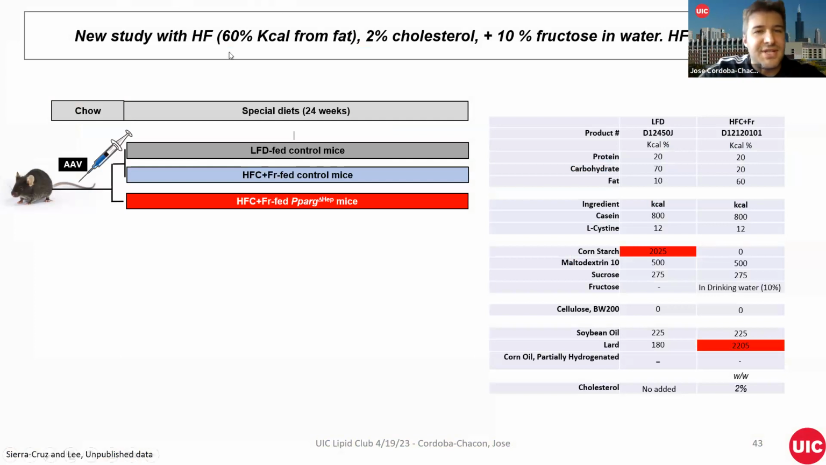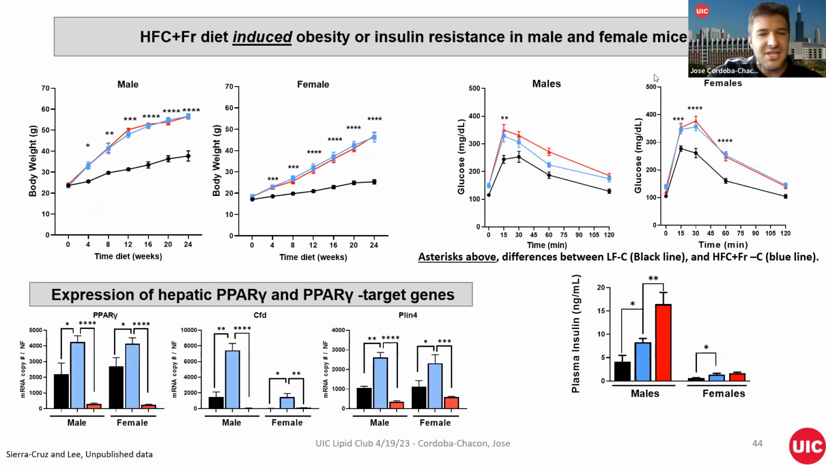We went back to our 60% kilocalories from fat, and the type of fat is lard. We added cholesterol because we think this is key to inducing the inflammatory phenotype of NASH, and we added fructose in the drinking water, just to have, again, the three types of nutrients. So as shown here, this diet is able to induce obesity, compared to the nutrient-matched diet. These male mice go over 50 grams. The female mice also, with time, reach an obesity phenotype.